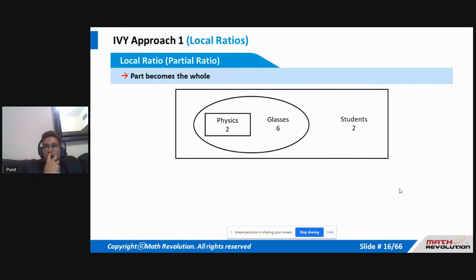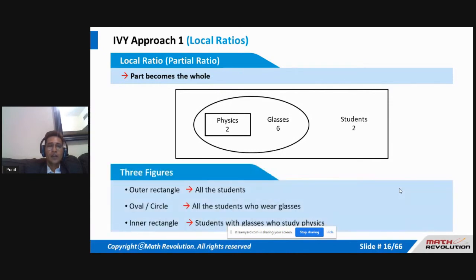Right now, we see a rectangular box. We have students, 2. Then we have an oval, which has got a rectangle as well, with the word physics written into it with number two. We have glasses with number six. So the outer rectangle is all the students. The oval or the circle that we are looking at are all those students who wear glasses. So the big rectangle is all about the students, and the oval is all about those students who wear glasses, because it's not mandatory that every student will wear glasses.